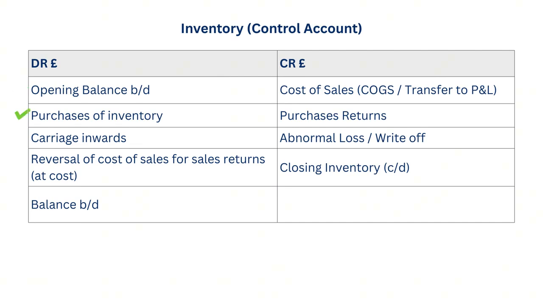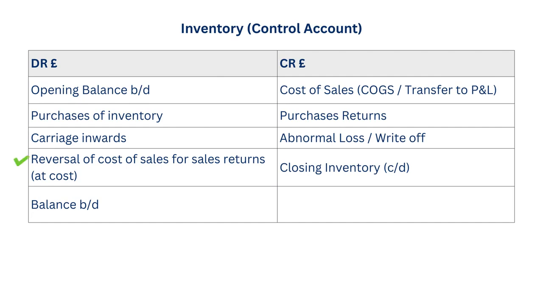Purchases represent goods bought for resale or for use in production. Because these goods are added to stock, they increase the inventory balance and are therefore recorded on the debit side. Carriage inwards, also called freight in, is added to the cost of bringing inventory into the business. Delivery costs directly attributable to inventory form part of its cost. Because it increases inventory value, carriage inwards is also debited.